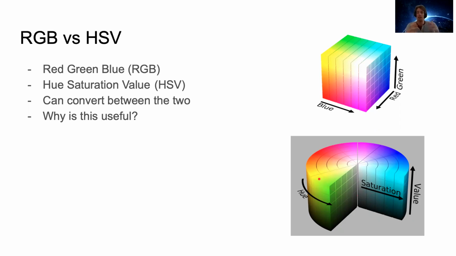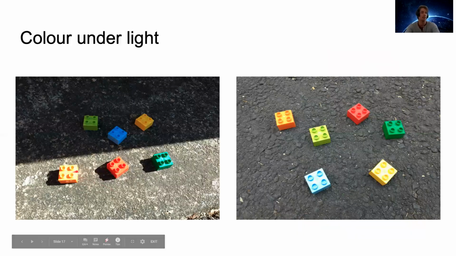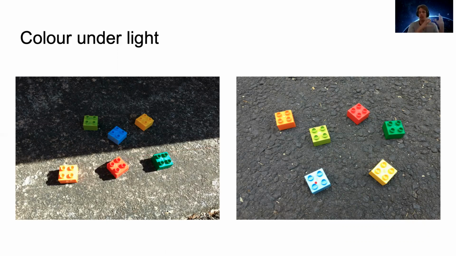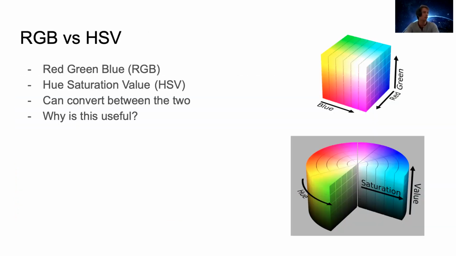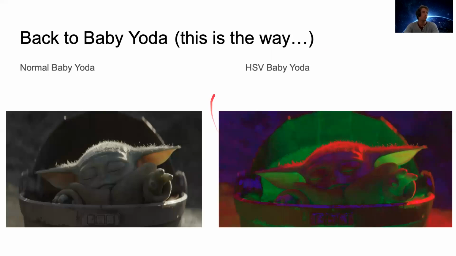When we're talking about colors, if we go back to the previous slide, these are super high saturation levels. So we now have gone from something that can't describe saturation to something that can describe saturation. And suddenly it becomes a lot more useful when thresholding colors. So why is this useful?